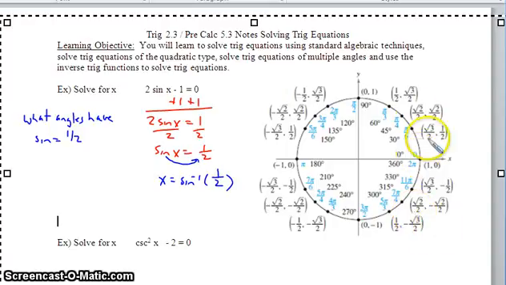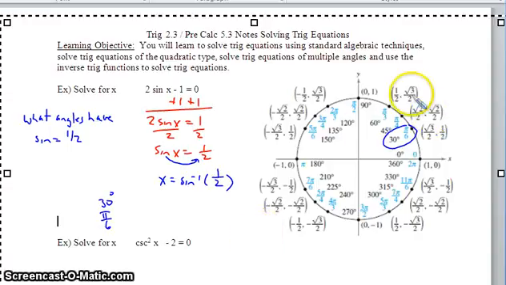So let's start here at 0 and work our way around. Sine is the y values. So notice right here I've got a 1/2. So 30 degrees, or pi over 6, we want to give it in radians. Pay attention to what your problem asks. Sometimes it will ask for degrees, sometimes it will ask for radians. I'm going to show you both so you can see it done both ways.